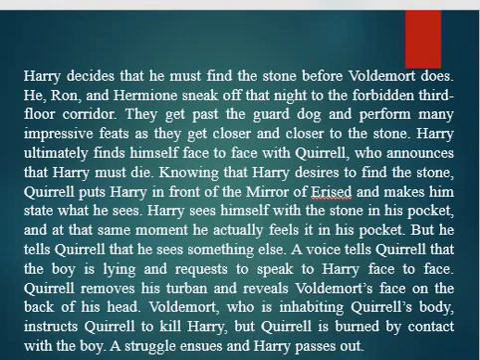A voice tells Quirrell that the boy is lying and requests to speak to Harry face to face. So Quirrell removes his turban and reveals Voldemort's face on the back of his head. Voldemort, who is inhabiting Quirrell's body, instructs Quirrell to kill Harry, but Quirrell is burned by contact with the boy. A struggle ensues, and Harry passes out.